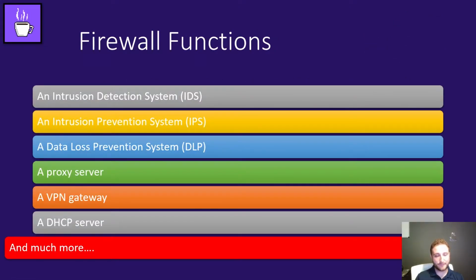So, firewall functions. So what can a firewall do? Well, and this is where things get kind of interesting and where the terminology can get kind of mixed. So a firewall can be a lot of different things at once, or it can be any number of these things, any combination, right? So it can act as an intrusion detection system, intrusion prevention. It can be a DLP. It can be a proxy server, a VPN gateway, a DHCP server, and much, much more. And once again, this is in no real order. And there's a lot more that a firewall can be, and so that's why we're going to talk about the term firewall and kind of how to address it.